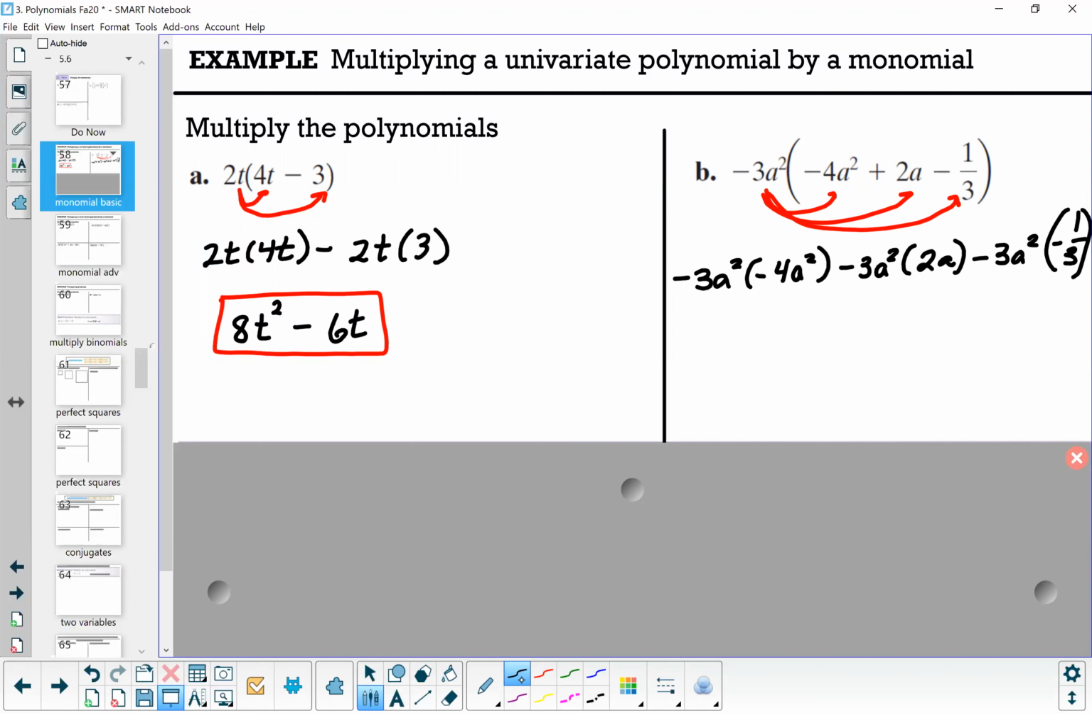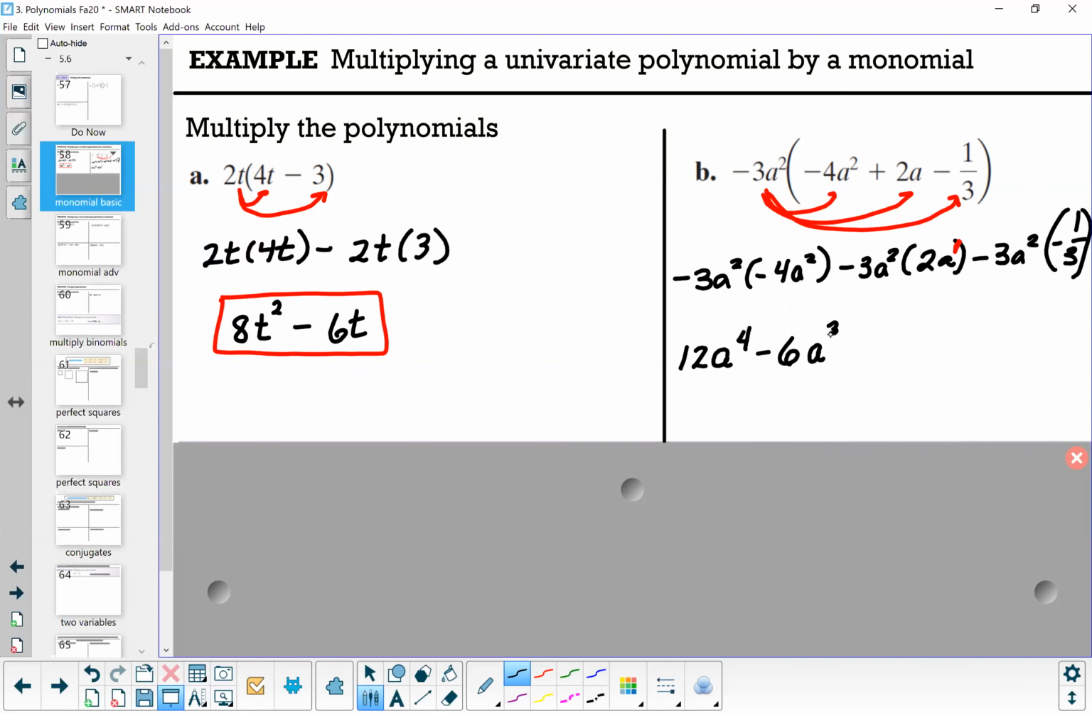All right, so that simplifies to the first group. Negative 3 times negative 4 is 12. A squared times a squared, add your exponent, so you have a to the 4th. Negative 3 times 2 is minus 6. A squared times a, remember that's to the first power, so that's going to be a cubed.